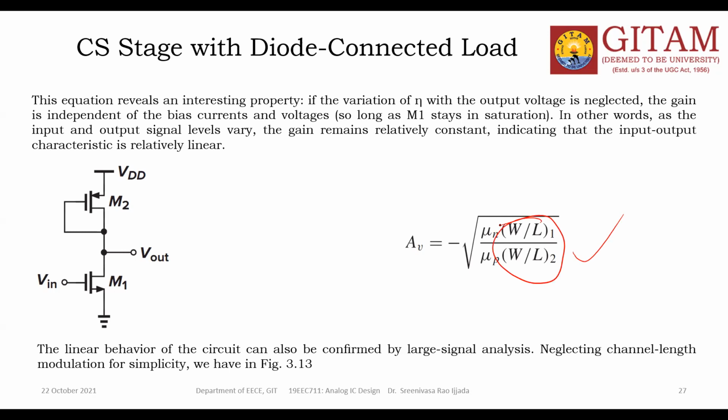Earlier, your gain depended on the input voltage in the resistive load. But here, if you assume that eta is very small, less than 1, then you can neglect it, and 1 by 1 remains. The other factors stay as they are, that is minus square root of W by L of the devices.